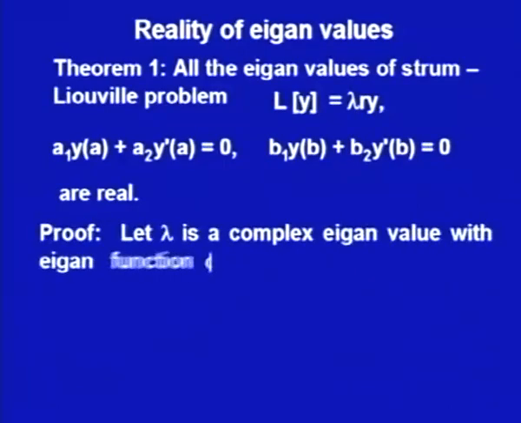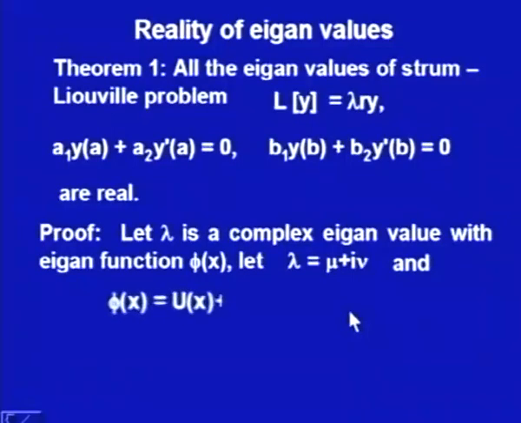See the proof. Let lambda be a complex eigenvalue with eigenfunction phi x. Here we are starting with lambda and phi both complex. That is, let lambda be of the form mu plus I nu. Now, what we would show using the Lagrange's identity is that nu is 0, so that we get lambda equal to mu, that is only a real one. Since we had assumed that lambda and phi are complex, phi also we are assuming to be of the form u plus I v x.